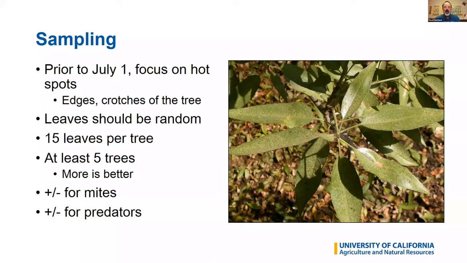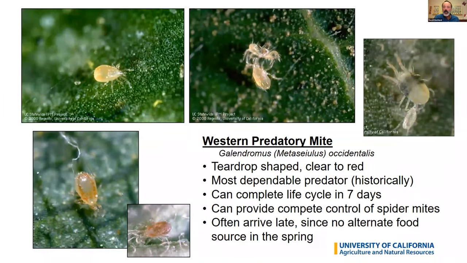So, sampling on the almond side: early in the season, start in the crotches of the trees, stay in the hot spots. You want random leaves, 15 leaves per tree. More is always better, but you're always looking for good bugs and bad bugs. And the form on the page I showed you before, if you want to use it from the university, is great. It'll walk you through the numbers and help you come to a decision of whether or not you need to treat. But I do want to introduce, before I go further, the good bugs you should be looking for. The first one is Western predatory mite, or other Phytoseiids. Phytoseiidae is the family of mites that all these beneficial mites belong to.